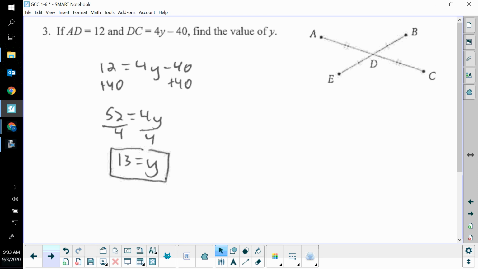Here we had 1 mark on these ones, and we had 2 marks on those ones. So if AD is 12, we can set that equal to the DC because they have the same marks. So this is our midpoint implies 2 congruent segments again. We get Y is 13.